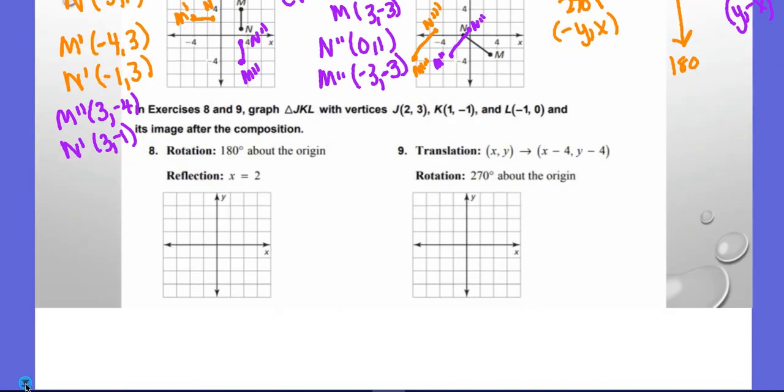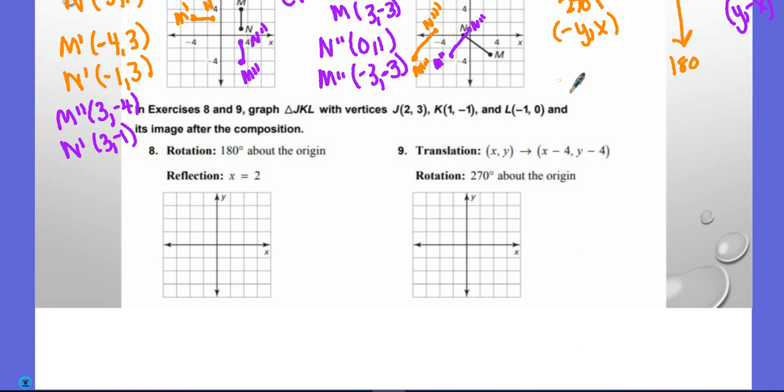And now it says exercise 8 and 9. Graph triangle JKL with vertices J (2, 3), K (1, -1), L (-1, 0), and its images after the composition. Alright, so it wants me to rotate 180 degrees about the origin and then reflect over x = -2. Now, does the direction matter when we're rotating 180 degrees?